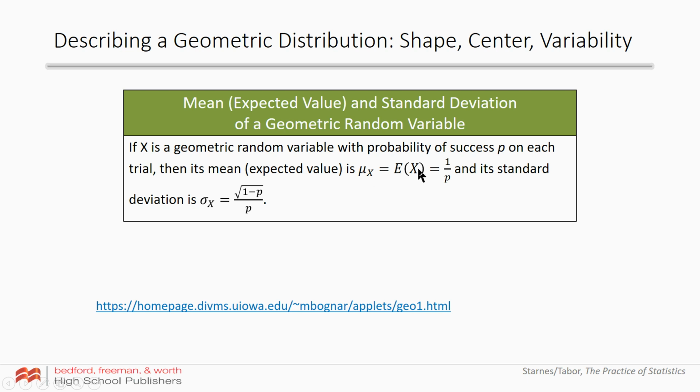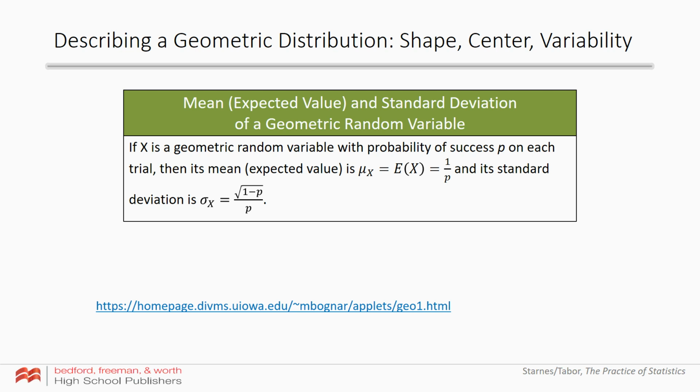The center, the mean, we can find from this formula. The expected value or the mean of the random variable x, if the random variable is geometric, is 1 over p. And the standard deviation you can find from this formula: square root of 1 minus p, divided by p. And let's talk about this mean for a second. Think about it. Going back to the problem with rolling the die, where we were looking for the first 3, the probability of success was 1 out of 6.